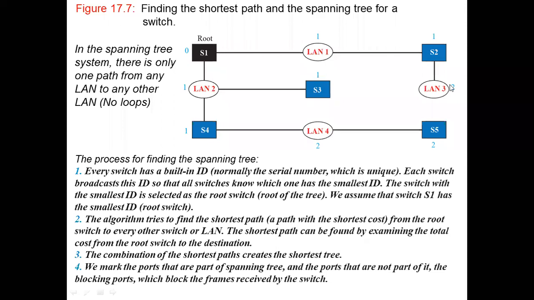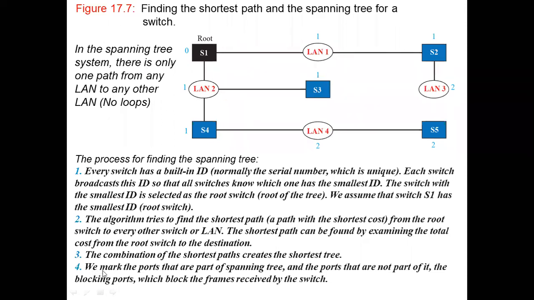This is step number 2. Step number 1, identify the smallest ID and make it the root switch. Step number 2, using the algorithm, find the shortest path. Through that shortest path, you have to calculate the cost. Is that clear? The third one, the combination of the shortest paths creates the shortest tree. All this combination is nothing but the spanning tree.